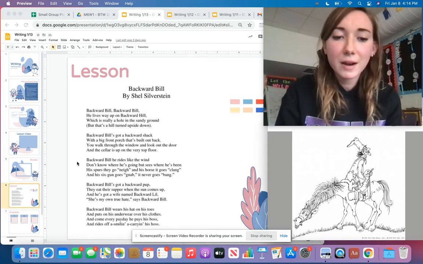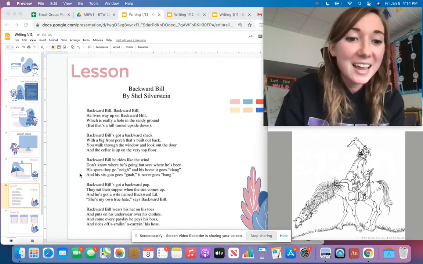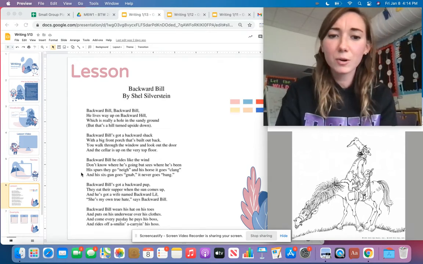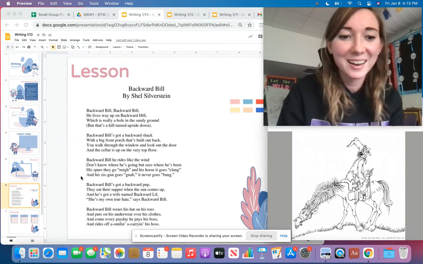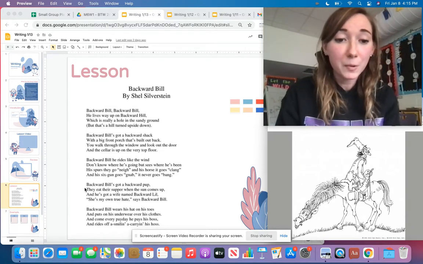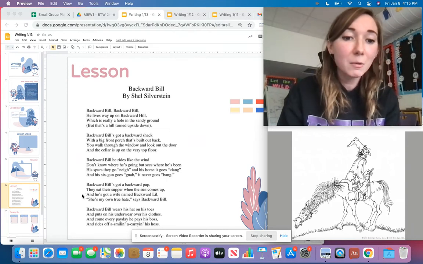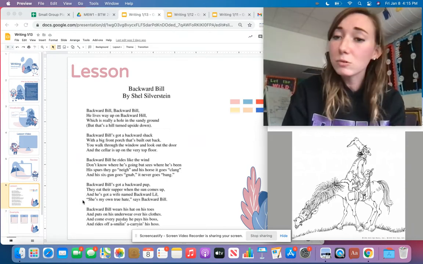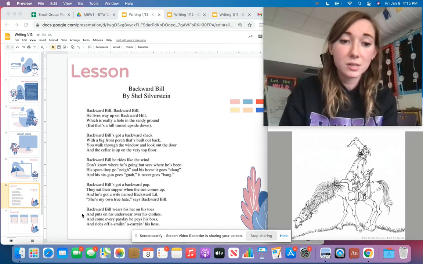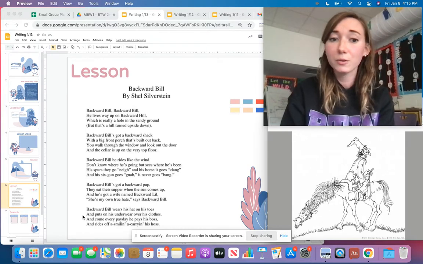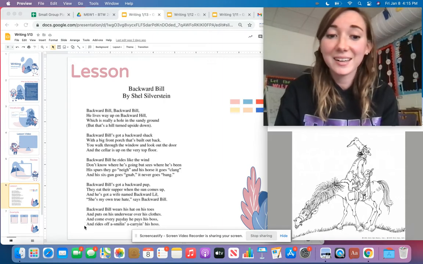Backward Bill, he rides like the wind, don't know where he's going, but sees where he's been. His spurs, they go neigh, and his horse, it goes clang, and his six-gun goes gnab, it never goes bang. Backward Bill's got a backward pup, they eat their supper when the sun comes up. And he's got a wife named Backward Lil, she's my own true hate, said Backward Bill. Backward Bill wears his hat on his toes and puts on his underwear over his clothes. And come every payday, he pays his boss and rides off smiling, carrying his hoss.